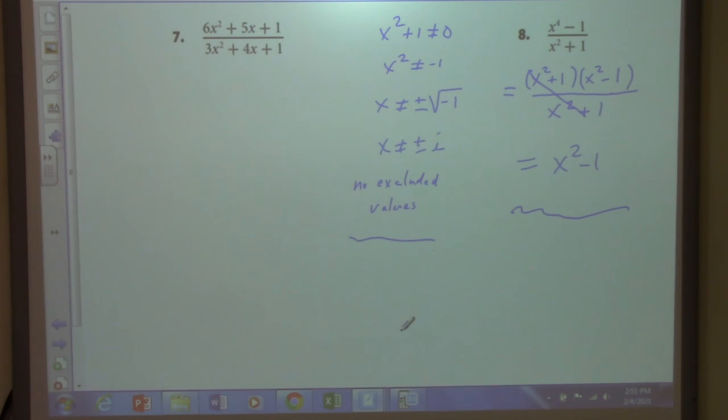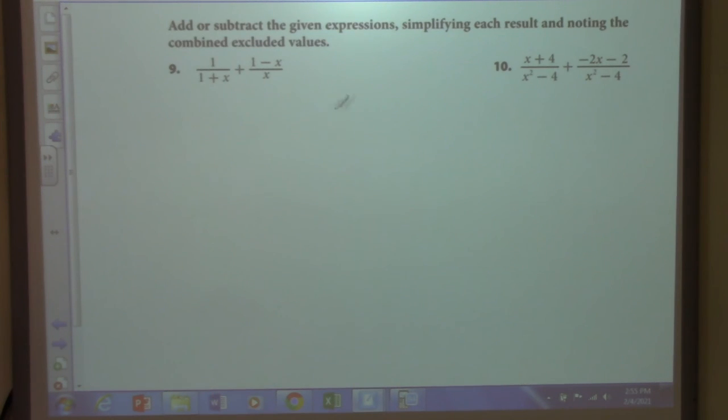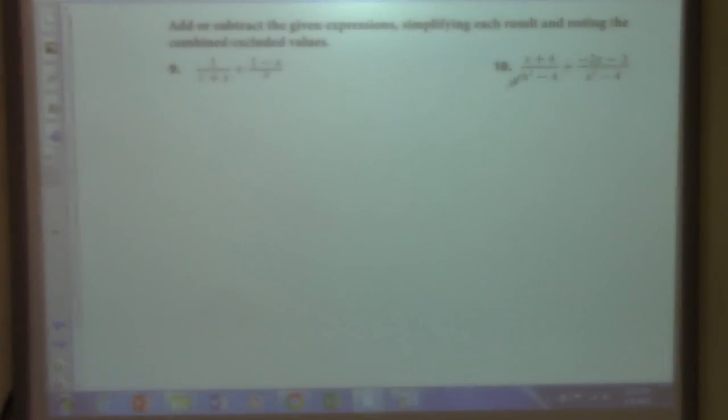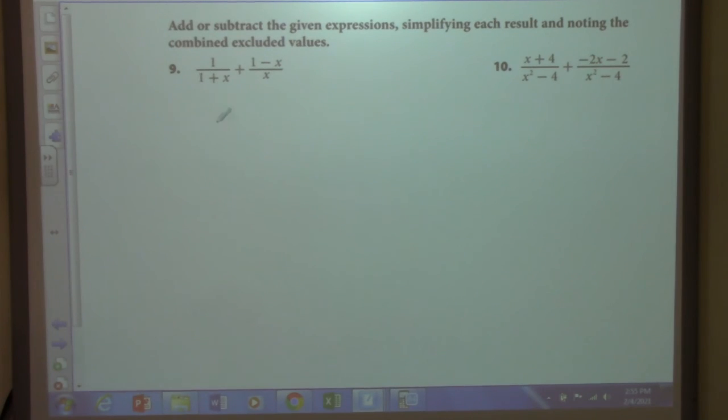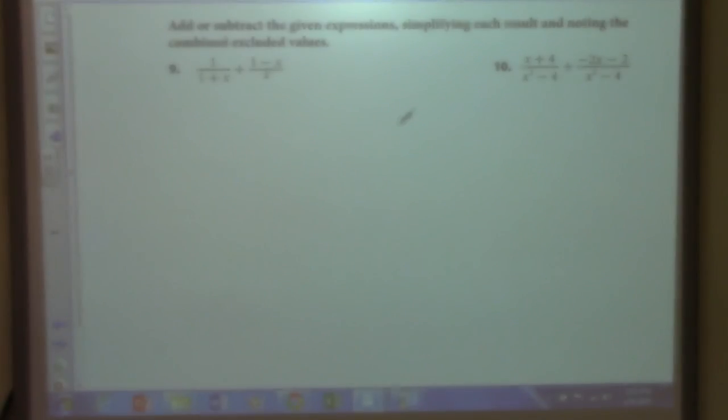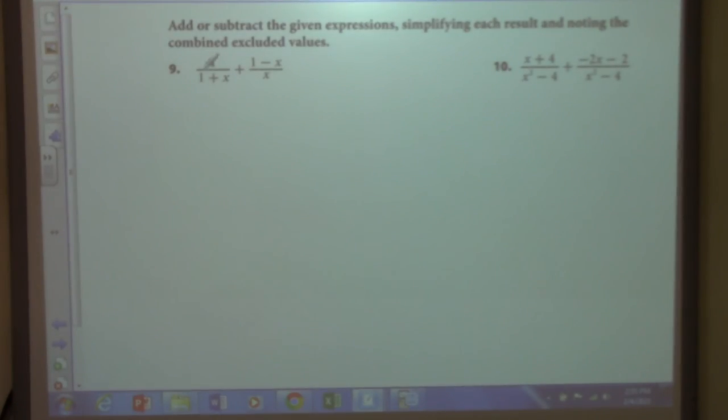That's fun. Okay, so next we go to this one right here. Add or subtract given expressions, simplifying each result, noting the combined excluded values. I'm going to go over number 9 with you. What do you think we're going to do first on number 9? I think the denominator is the same. Yes. Cross multiply.